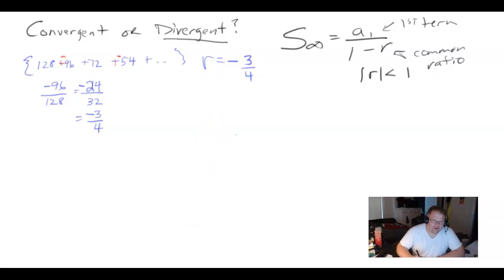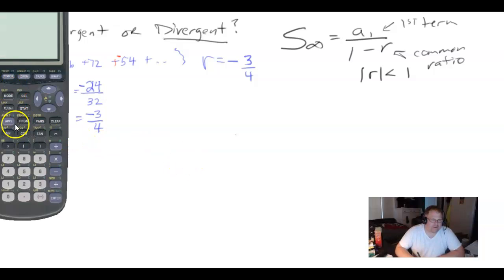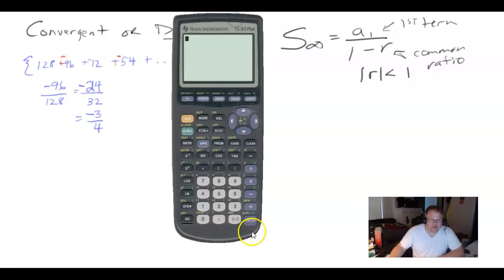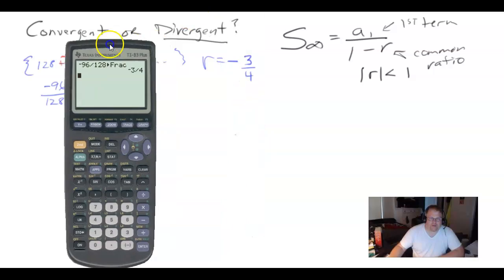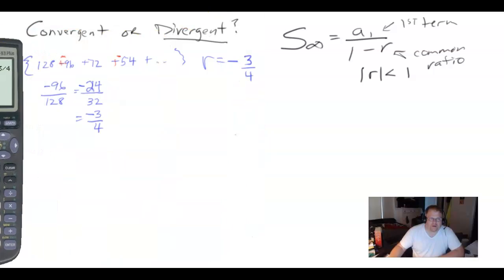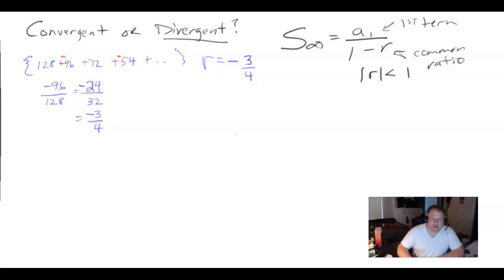If you don't know, again, take your calculator out. I type in those numbers again, negative 96 divided by 128, enter. And there's my negative 3/4. Okay, so negative 3/4. Now we go and apply it to our rule.